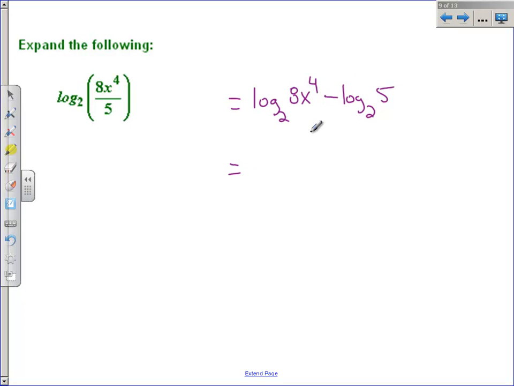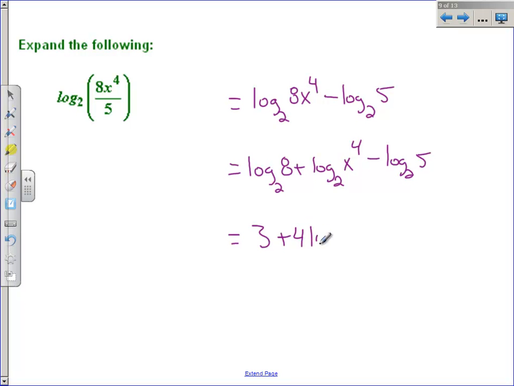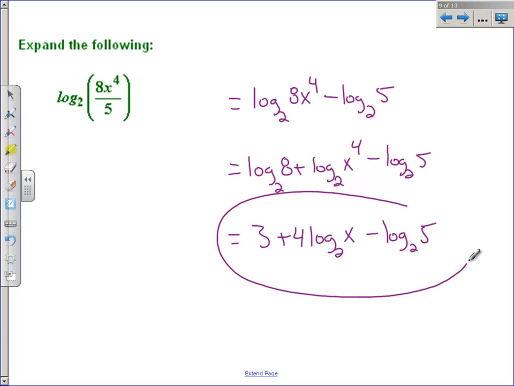And then I can even go further because I've got the log of a product here. I can say, well, that's the log base 2 of 8 plus the log base 2 of x to the 4th minus the log base 2 of 5. And I've got two more things to do here because I can answer the log base 2 of 8. It's 2 to what power gives you 8? That's 3. And then I can bring the 4 down in front because of that third property of logarithms, and I have it completely expanded.